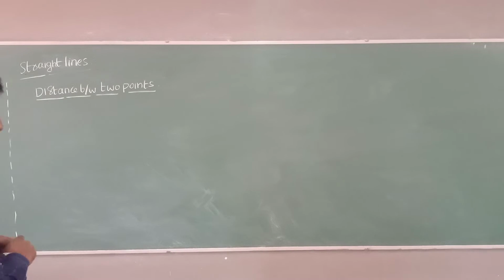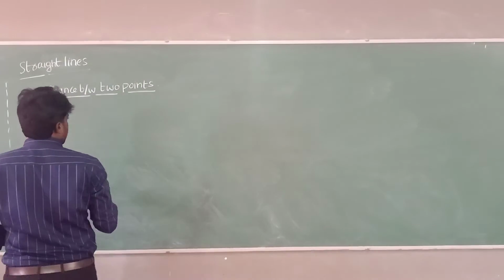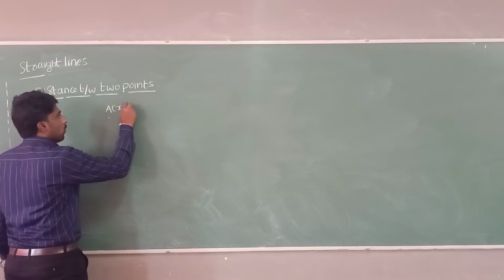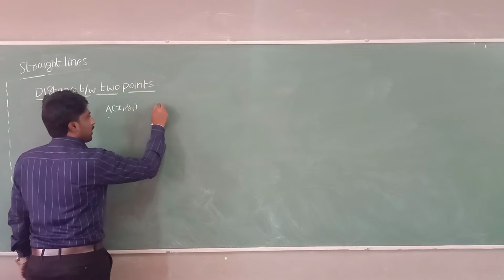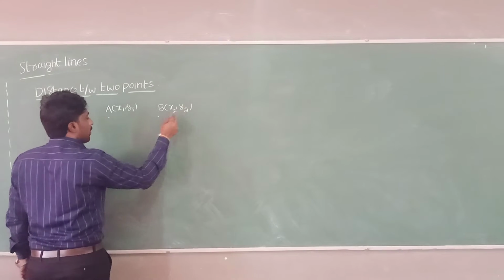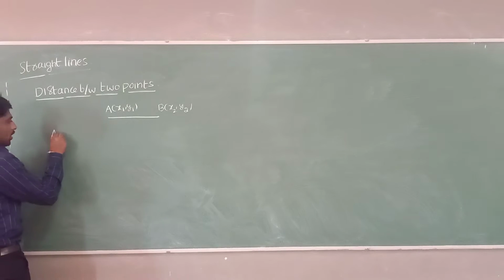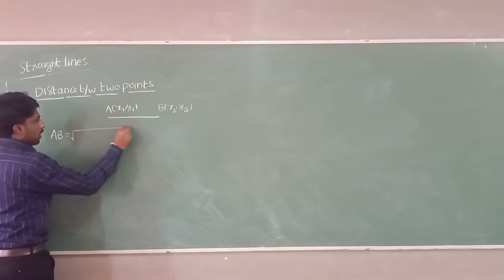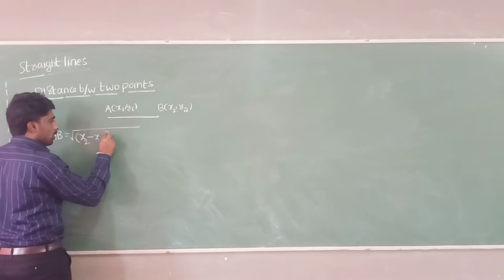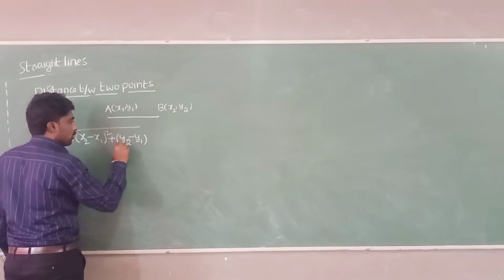Okay. The next concept is distance between 2 points. Let me take 2 points on the line. This point is x1 comma y1, and this point is x2 comma y2. They are asking the distance from point A to point B. The standard formula is AB equal to square root of x2 minus x1 whole square plus y2 minus y1 whole square. Is it clear?